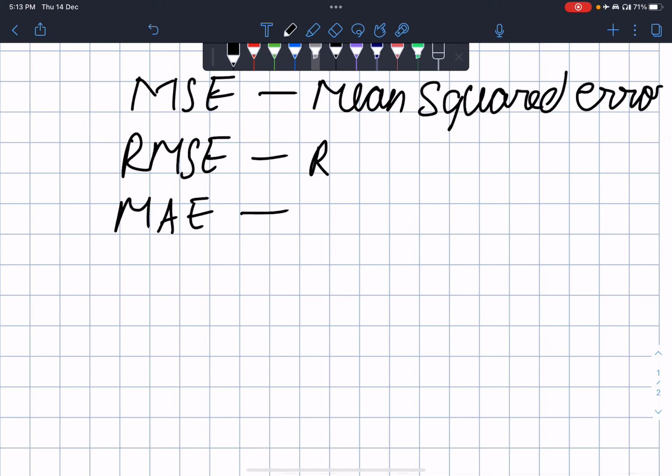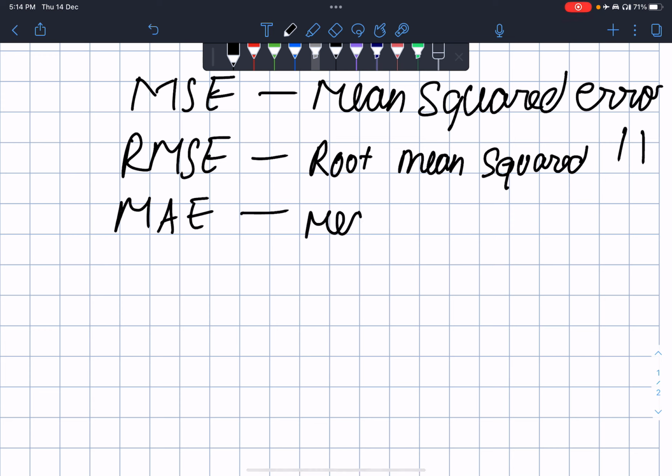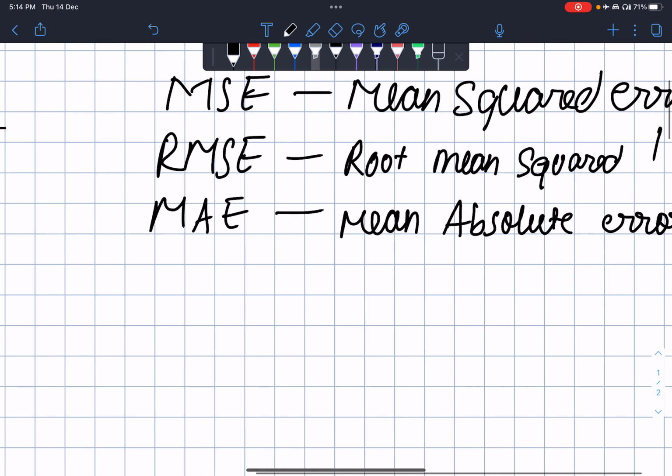RMSE is the root mean square error. It is the same as mean square error, but we take the root of it so we can get the direct value. And this is MAE, the mean absolute error.